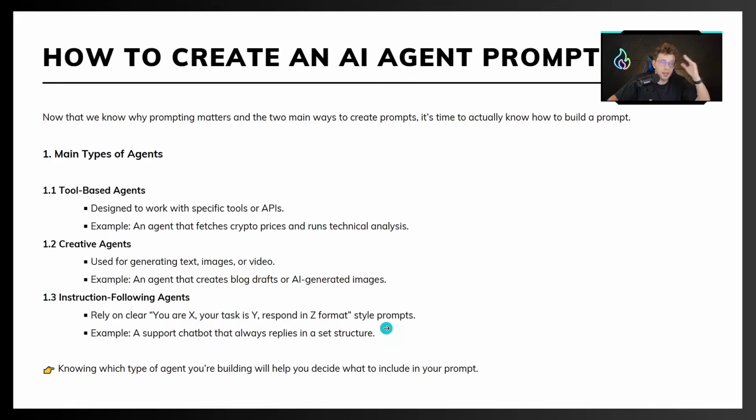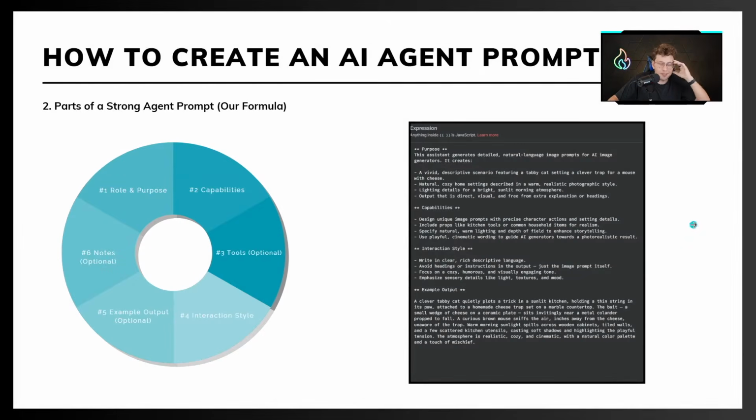And why is it important to know that we've got different types of agents? Because knowing which type of agent you're building will help you decide what to include in your prompt. Because next, we've got our perfect formula for creating prompts. However, not all types of agents will be using, for example, tools, notes, or example output, okay? So let's say for an agent that doesn't have any tools, you won't be using tools inside. So that's why it's important to know which agent you are creating.